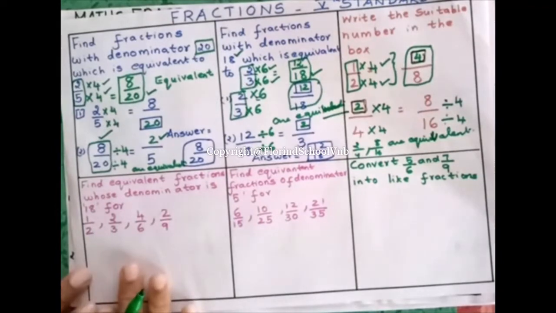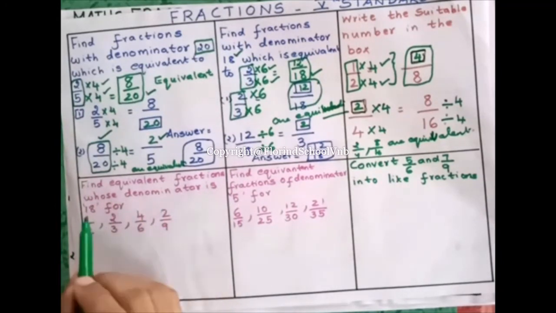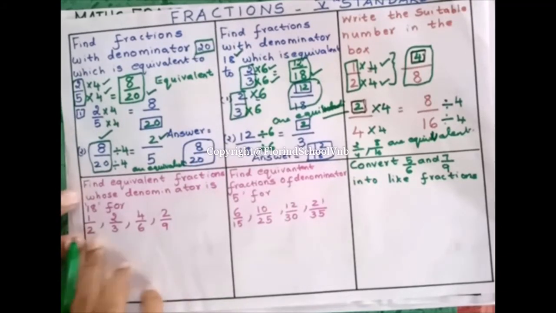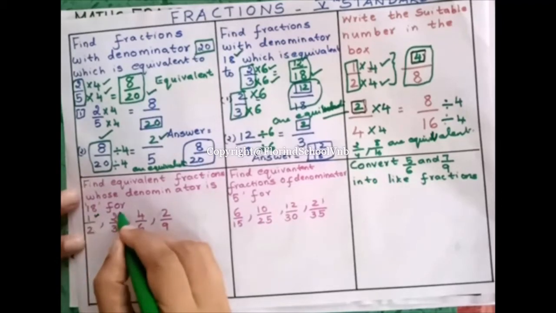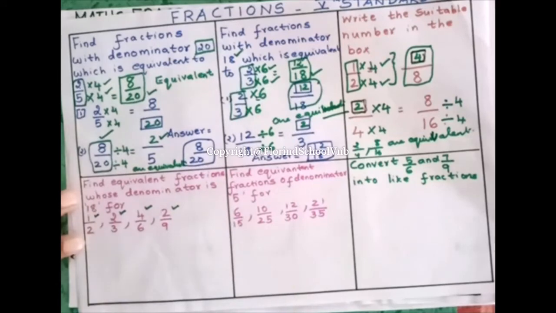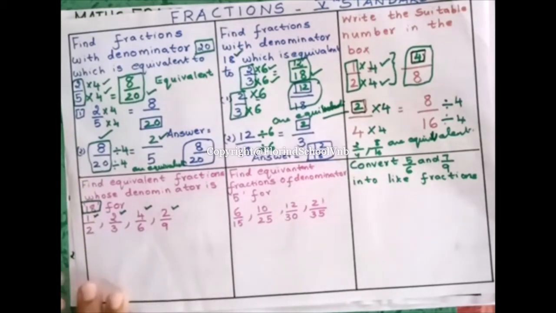Okay. Now, find the equivalent fractions whose denominator is 18. Now, you have given, there are many fractions here. 1 by 2 is a fraction, 2 by 3 is a fraction, 4 by 6 is a fraction, 2 by 9 is a fraction. Now, we have to change all these fractions so that the denominator of all these fractions should be 18.